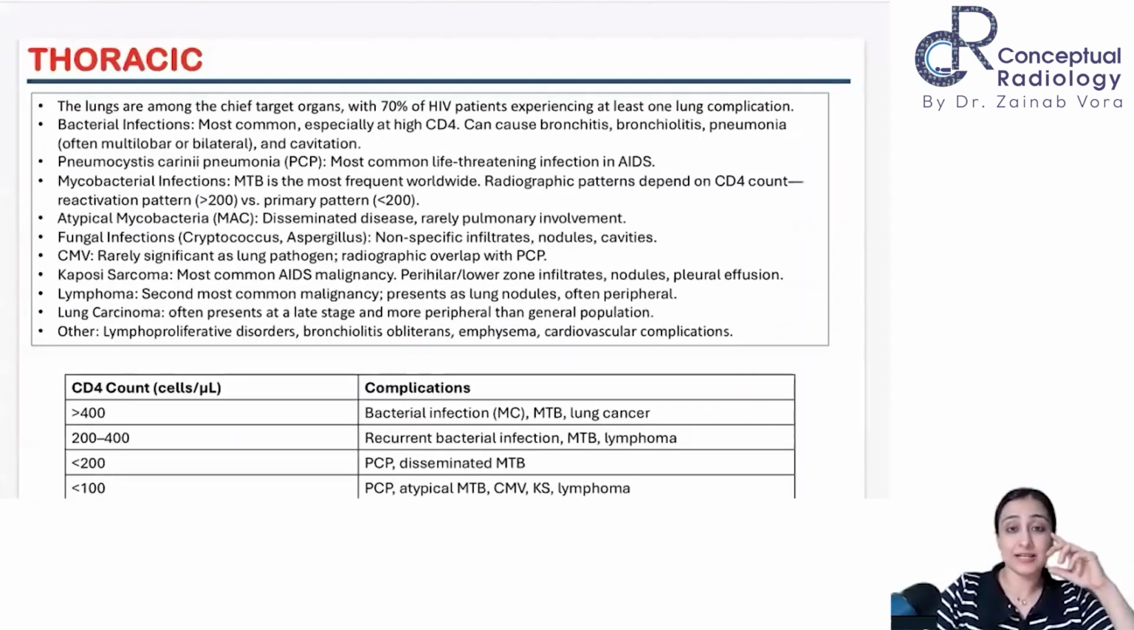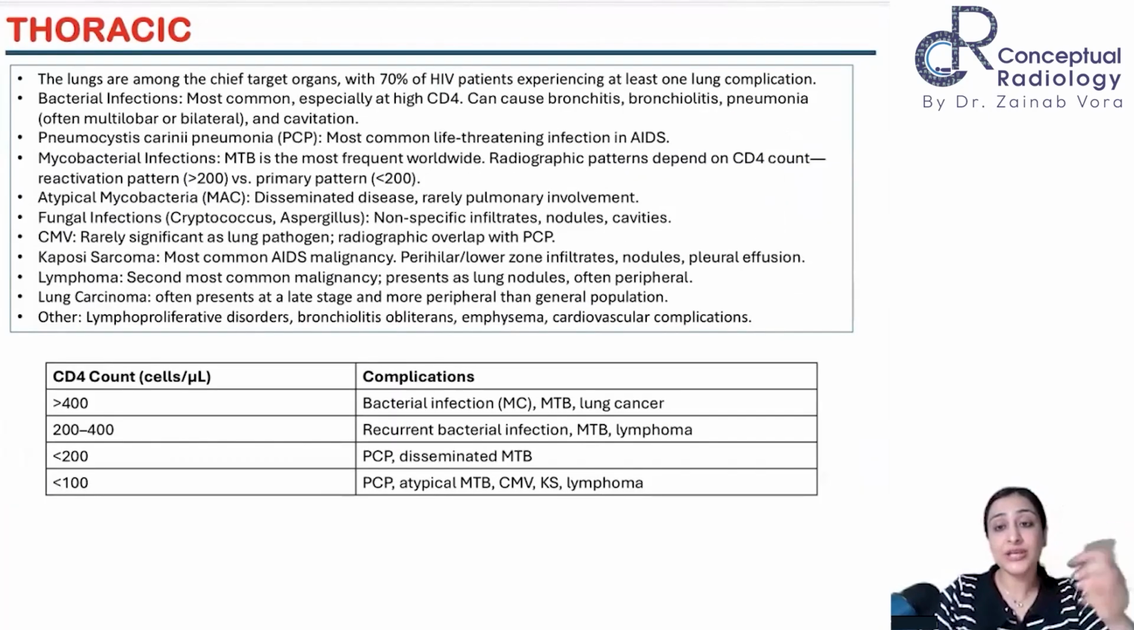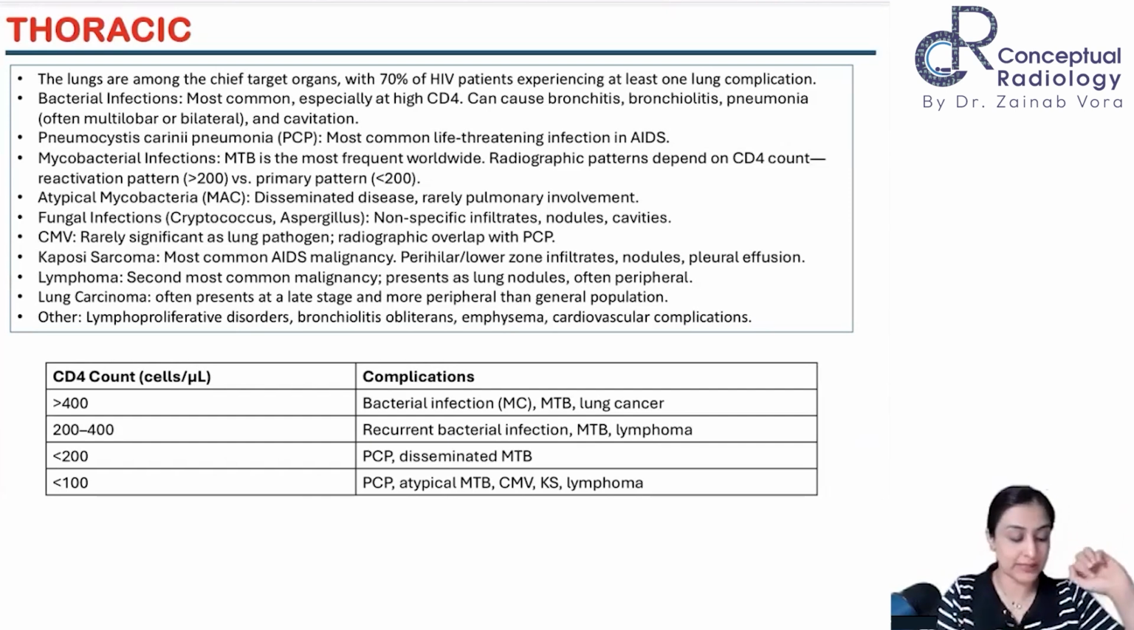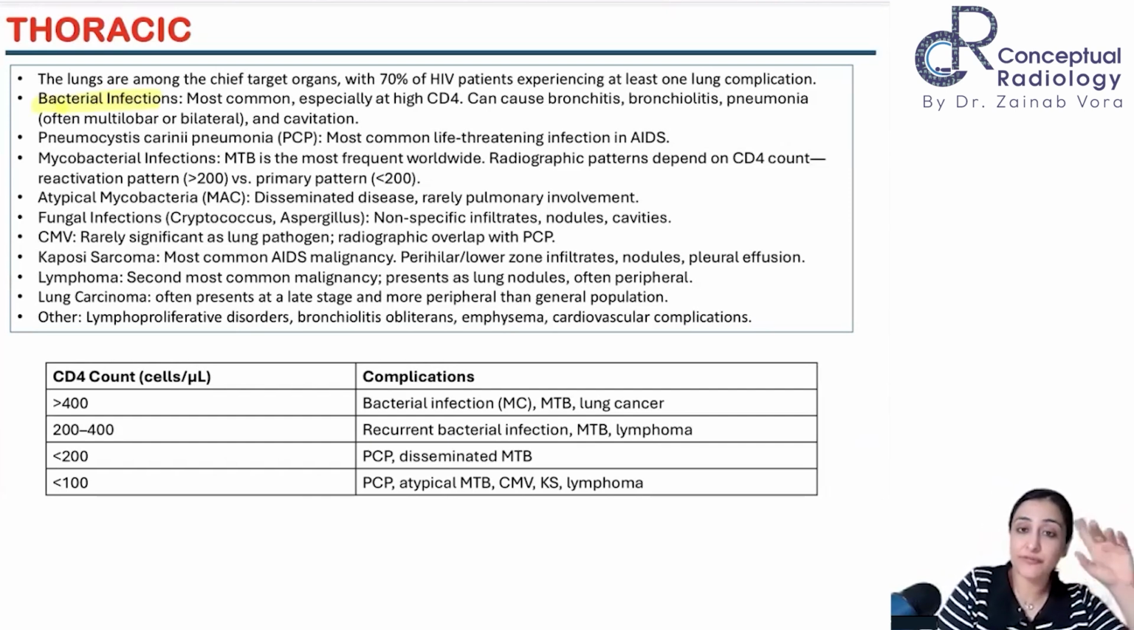We go to thoracic. In thoracic, rather than doing cause-wise, now I'll teach you pattern-wise, because everything will have an overlapping pattern, right? So lots of theory I've written, which I hate, but I've just written so that it's easier for you to frame an answer. So lungs are among the chief target organs and something or the other in the lung will obviously happen. So what all do we have to think of? First, I'll tell you the causes and then we'll think of the pattern, okay?